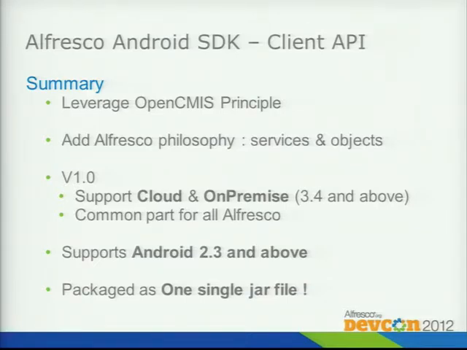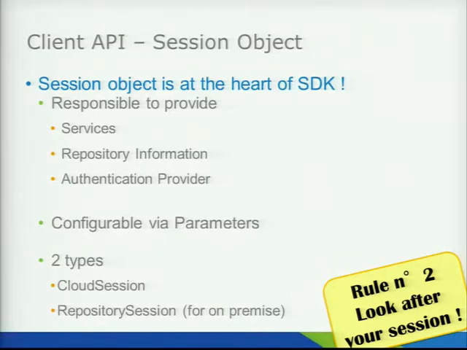We currently support Android 2.3 and above, and like OpenCMIS, we package the client API as one single jar file. The main idea when you use the client API is to create a session. The session is the main object. You have to look after your session object. If you have your session object, you can create services, you can access repository information, and you can manage all the authentication process and how it's possible to access everything.